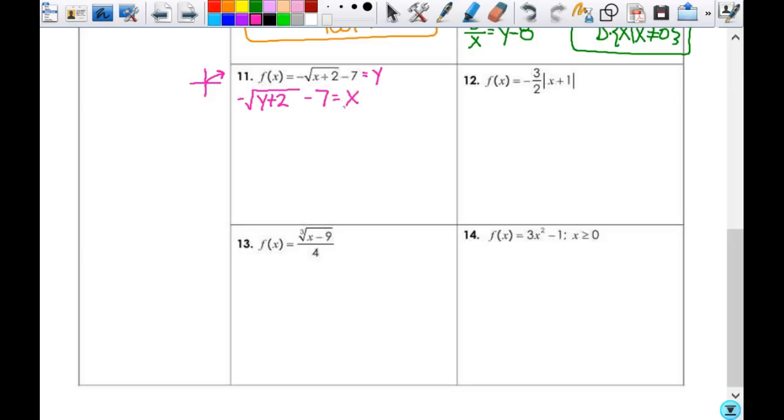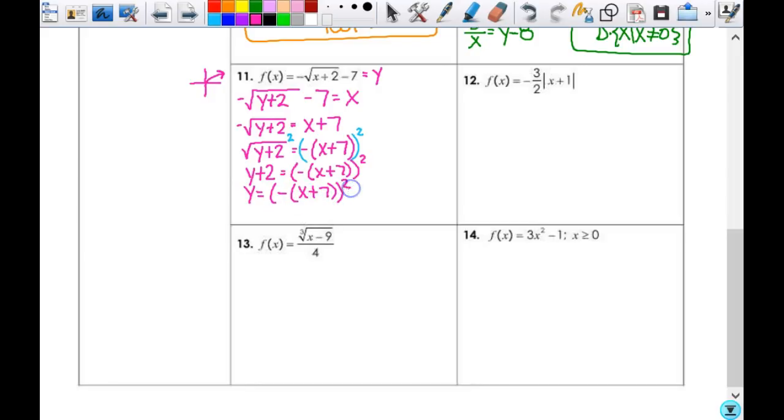Trying to solve for y here, I'm going to add 7 to both sides. So I get negative square root of y plus 2 equals x plus 7. Then I need to get rid of this negative, so I multiply both sides by negative 1, which gives me a positive square root of y plus 2 equals negative, parentheses, x plus 7. Those parentheses are important. I then square both sides to get rid of my square root. So y plus 2 equals negative, parentheses, x plus 7, squared. Then move my 2 over, so y equals negative, parentheses, x plus 7, squared, minus 2. So the inverse of f of x is equal to this right here. Now we have to talk about domain restrictions.